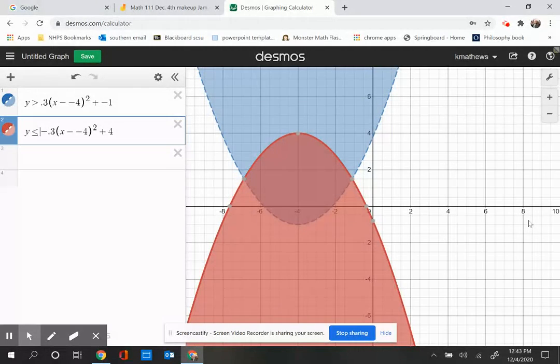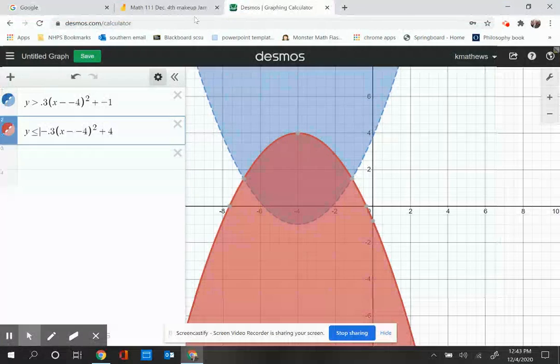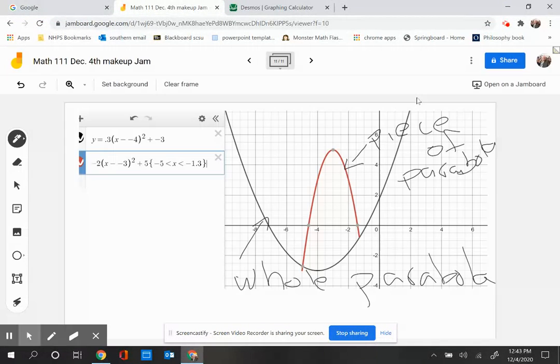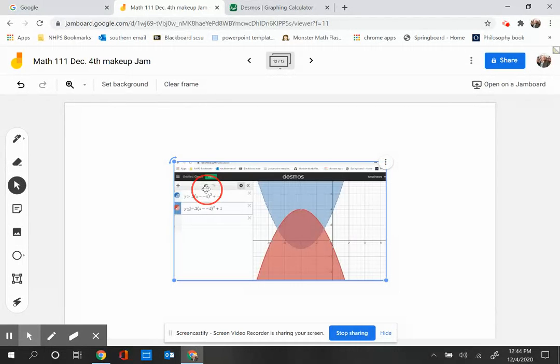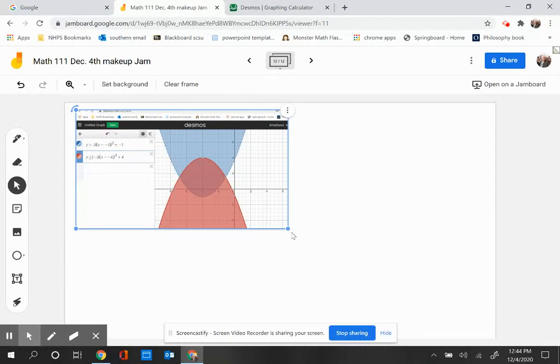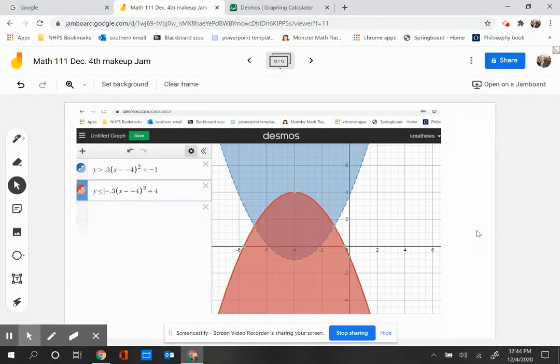So let me copy this. And I can put it in the Jamboard. Make it a little bigger. Okay, so now you know everything about graphing parabolas, graphing parts of parabolas, and shading above or below the parabolas. You've done a beautiful, beautiful job.